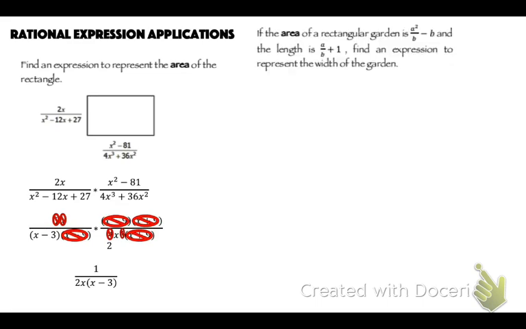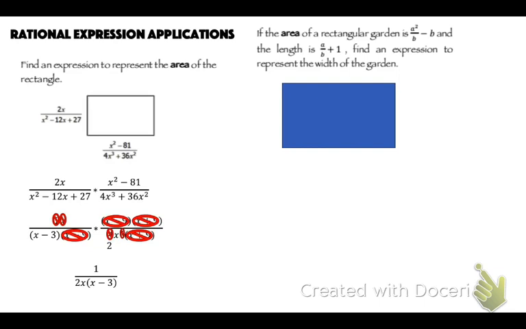Cool. Okay, this one. If the area of a rectangular garden is a squared over b minus b, and the length is a over b plus 1, find the expression to represent the width. Well, let's just draw this. So we have some rectangular garden. The area here is a squared over b minus b, and the length is a over b plus 1.